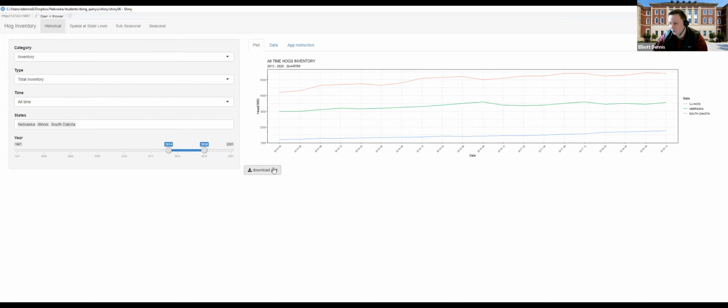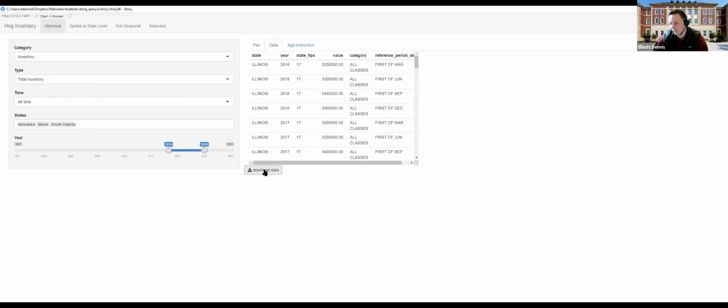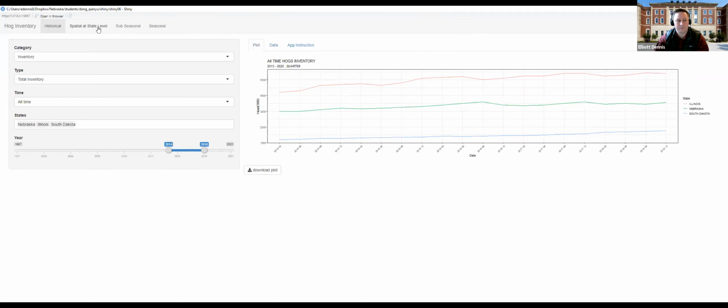The nice thing is it allows you to create this report, and then you can actually download this plot, so you don't have to get your snipping tool out and snip it. It downloads it as a PDF. And if you want to visualize the data yourself, you can just download the data here. This is all taking data specifically from NASS and their Quick Stats database, and then visualizing it for you. But you can then download the data if you want it for yourself.